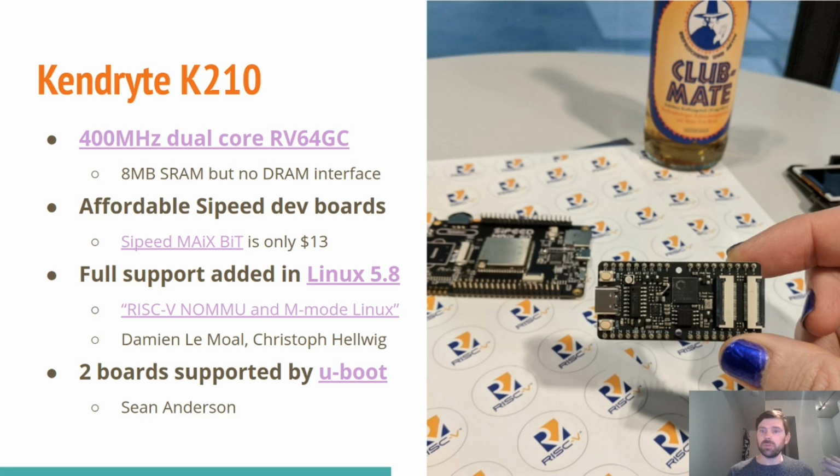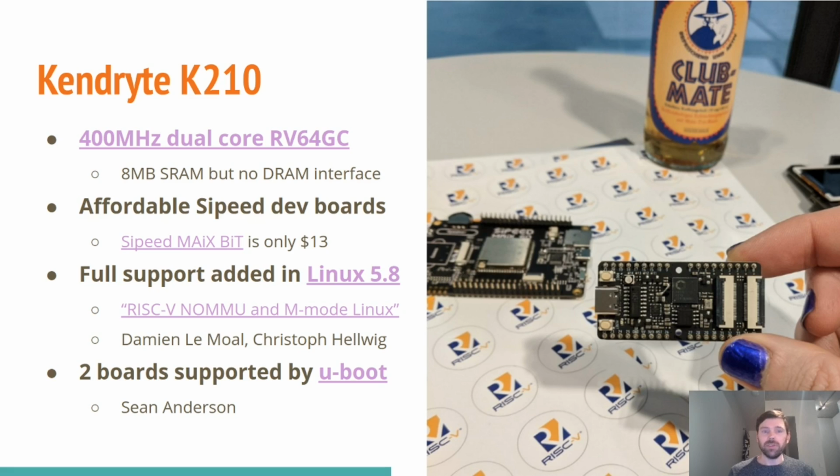But those boards are pretty expensive and might not be in your budget, but you still want to play around with RISC-V. So I recommend checking out the Kendryte K210. It's a 400 megahertz dual core, 64-bit core. It has 8 megabytes of SRAM, which is a lot of SRAM, but it doesn't have DRAM. So it makes it a little bit difficult for us to run Linux.